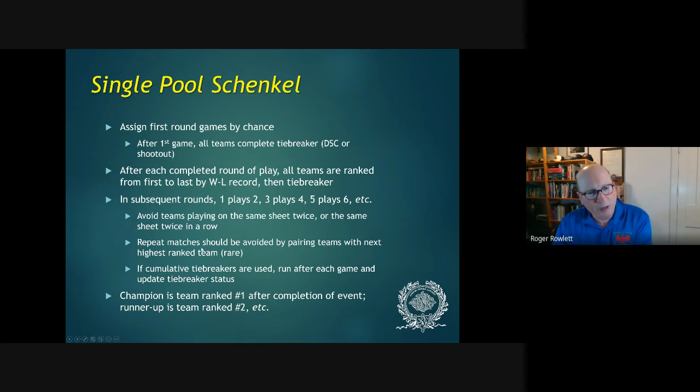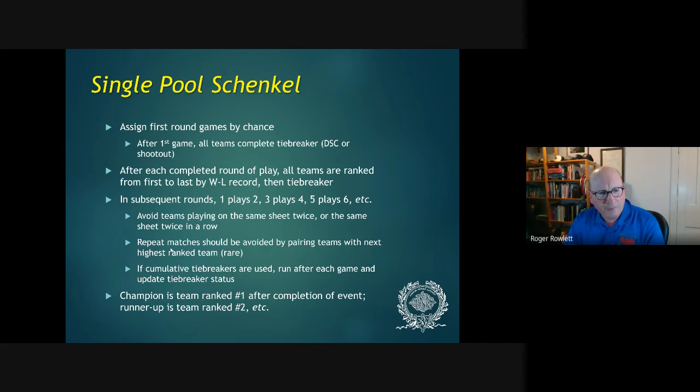You want to avoid repeat matches. It is quite rare that it comes up, but if for some reason, because of the way teams won and lost, you have a rematch with a team, that can usually be avoided by pairing the highest ranked team with the next highest ranked team they haven't yet played. And that's pretty easy to sort out. But we've run a bunch of these Schenkels, and it's amazing, but it hasn't come up in a very long time.